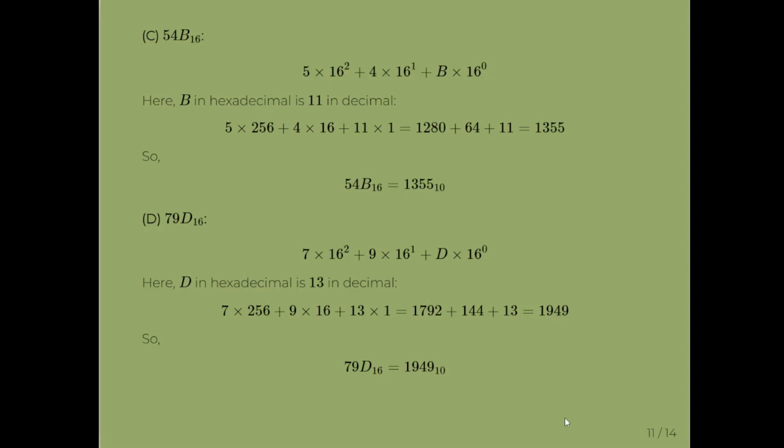54B, starting with B. Let's start from the right hand side. I keep forgetting that. B times 16 to the power of 0, which is 11 times 1, which is just 11. 4 times 16 to the power of 1, so that's 64. And 5 times 16 squared, and that is 1,280. So we have 1,280 plus 64 plus 11, that is 1,355.